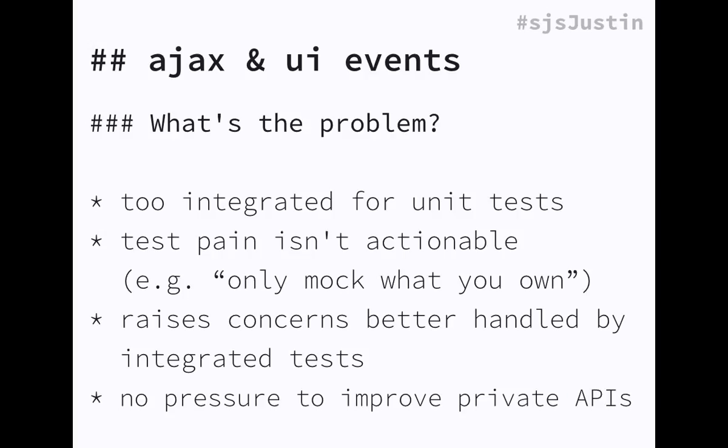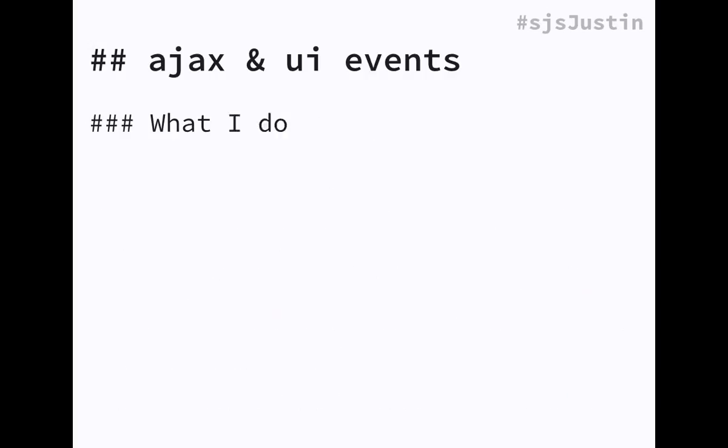And finally, they don't provide any pressure to actually improve my private APIs. If I'm testing at a really integrated level, even in my unit tests, I don't really learn about what the usability is like of my particular objects. And in JavaScript, they could just be anonymous. I might have no function names at all, which I don't think is a really good style long term.